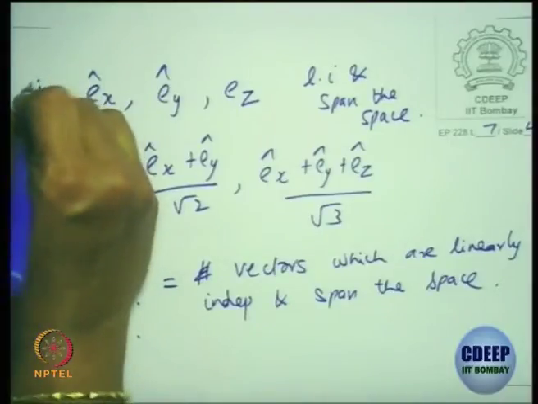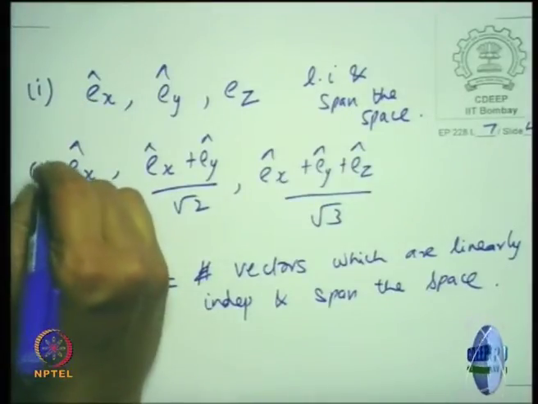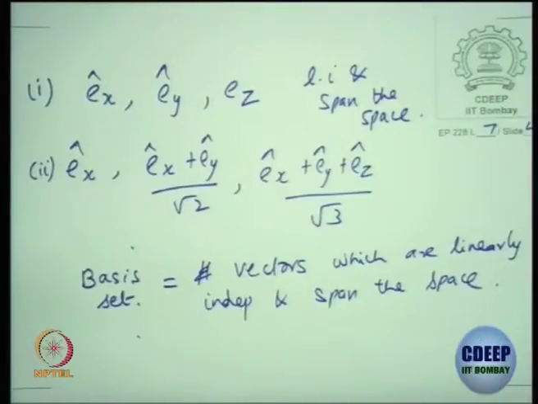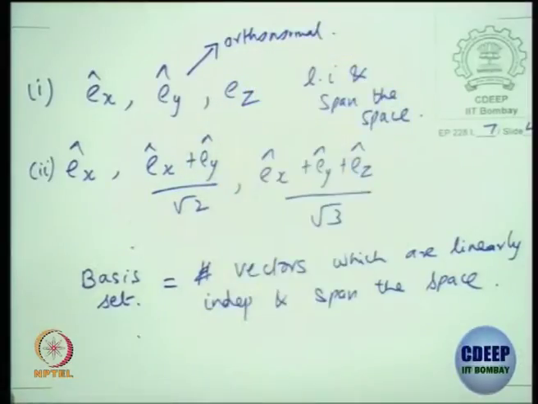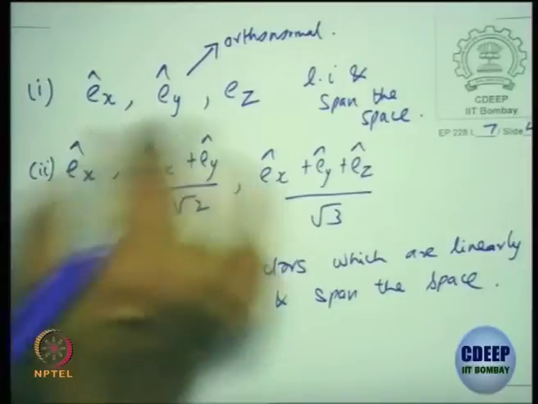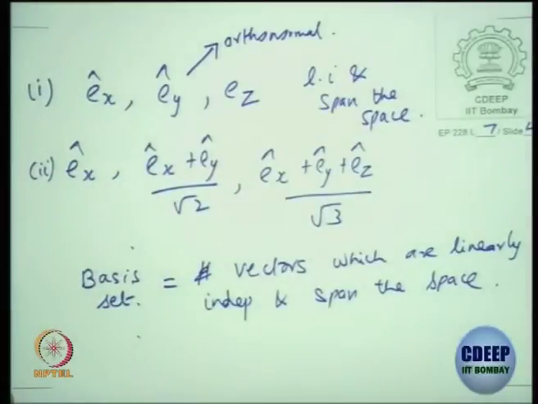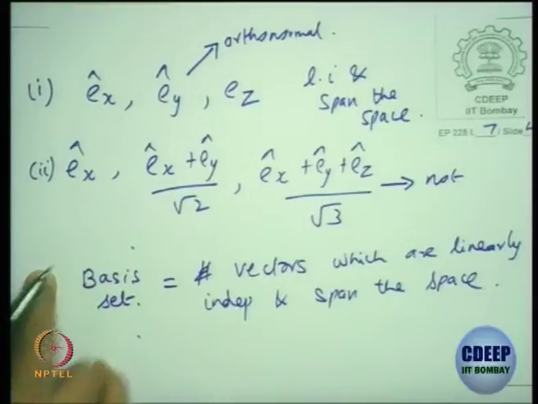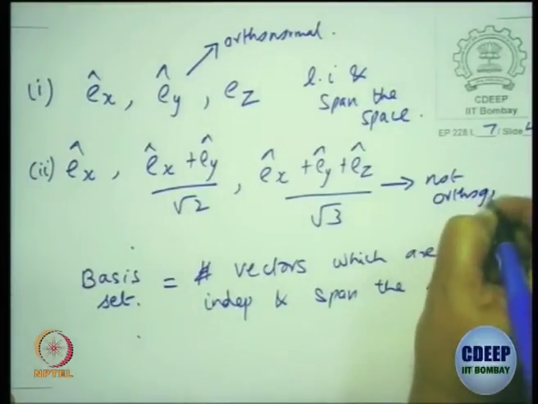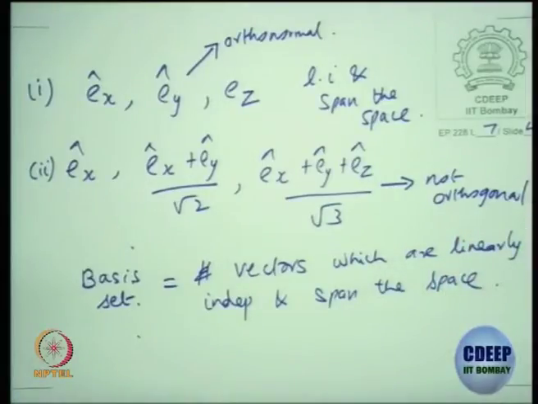So, this is one basis set, this is a second basis set, and what is the difference between basis set 1 and basis set 2? So, this one is orthogonal, the basis vectors in the set are orthogonal, whereas this one is still a valid basis set but not orthogonal. Is that correct? Still a valid set, but it is not orthogonal.